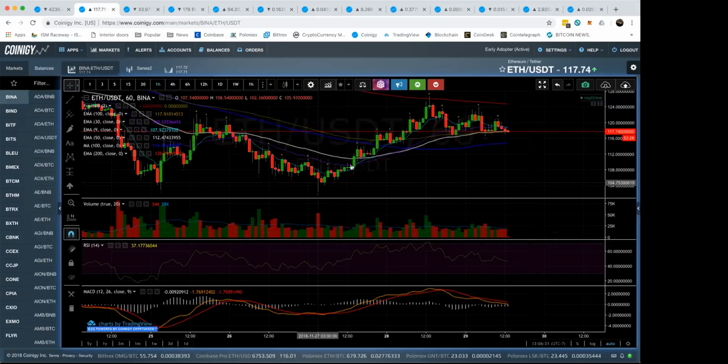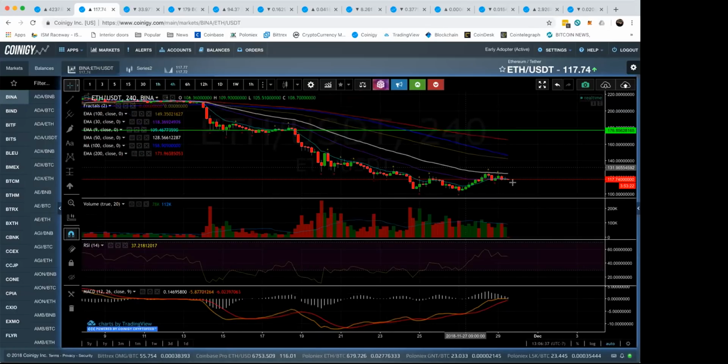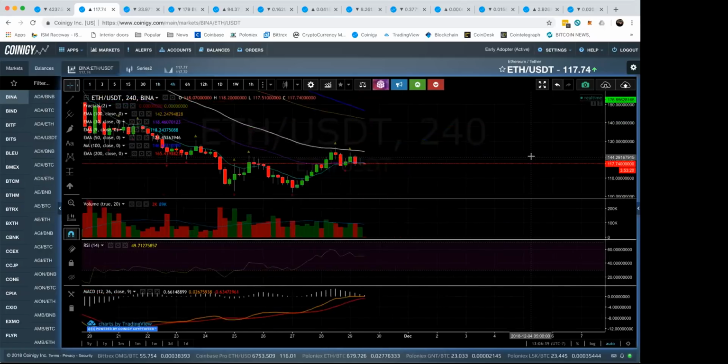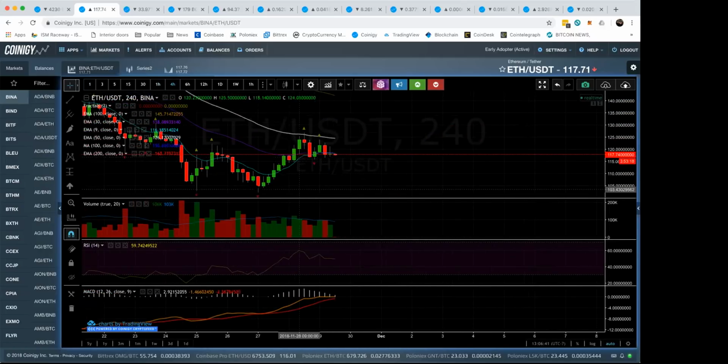We have had a really good move here, so we're probably just going through a cool down right now. So here's a higher time frame to give you a little bit better perspective. So we had a really hard move here. We haven't really corrected from this large move.